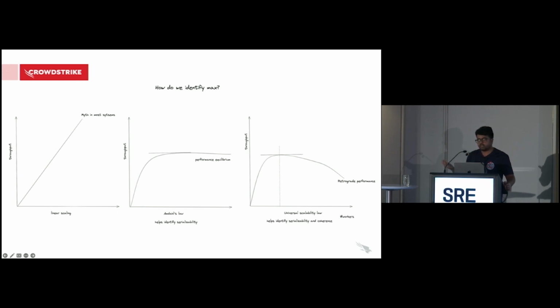Your system might follow Amdahl's law, and you might be able to reach performance equilibrium at a certain point, or it might follow the universal scalability law, and after a certain point, in fact, the performance will actually degrade when you add more workers. So there are no shortcuts here, unfortunately. We have to do empirical analysis to estimate the theoretical maximum, and based on that, we can pick a practical maximum, say 80% of your theoretical maximum, or some threshold like that.